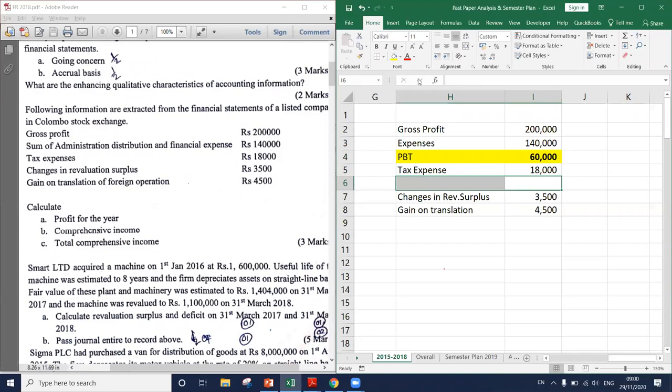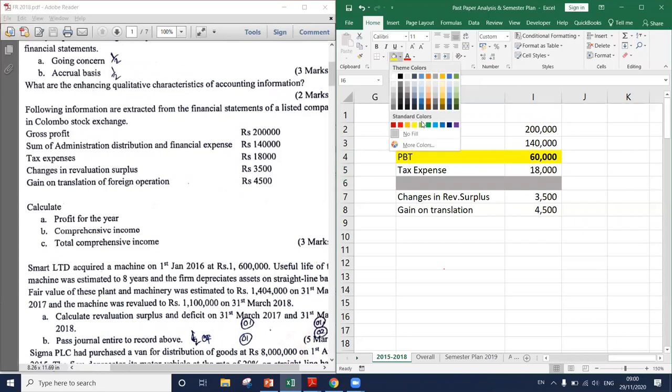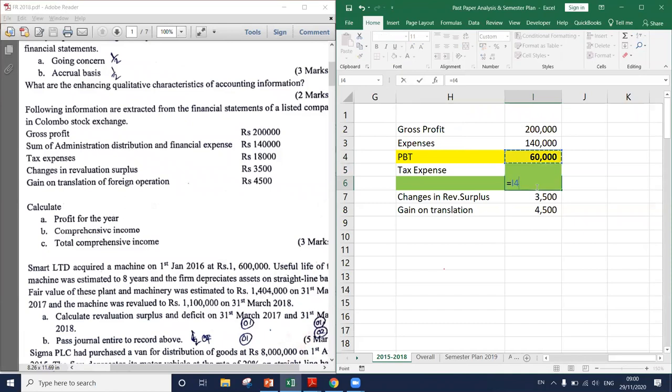Yes, correct. Then what should be this amount? This amount means from profit before tax, we deduct the tax expense. Profit after tax. Yes, this is profit after tax. We call PAT, right? Profit after tax. There is nothing called net profit before tax, right? So it is profit before tax.